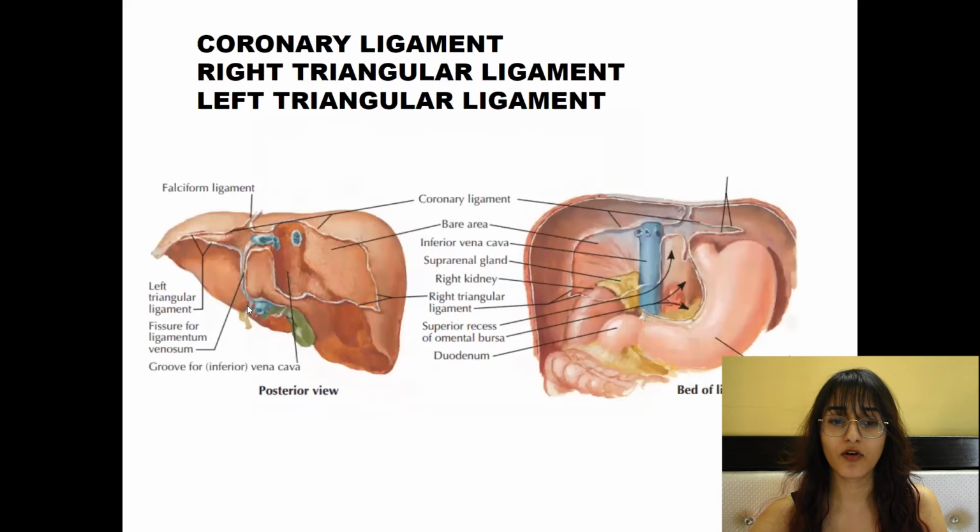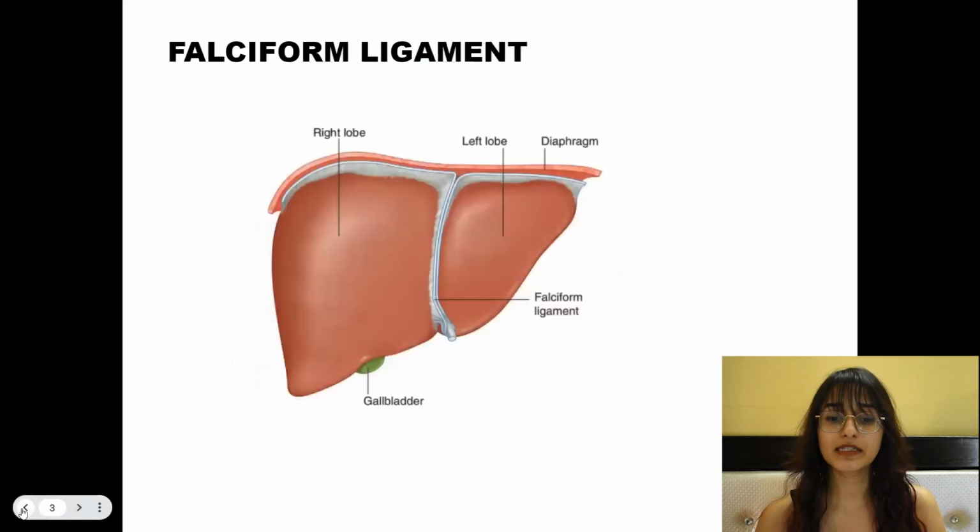Let's talk about the ligaments of liver. So the ligaments are basically 2 closely lied folds of peritoneum. You can see this is the 2 folds of peritoneum that are closely lied together, and this will form the ligament. So first of all, let's talk about the falciform ligament. So we have here falciform ligament. It connects the liver to the anterior abdominal wall.